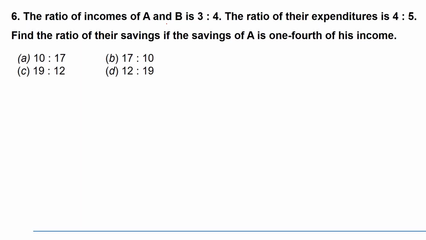The ratio of incomes of A and B is 3:4. The ratio of their expenditures is 4:5. Find the ratio of their savings if the savings of A is 1/4 of his income.